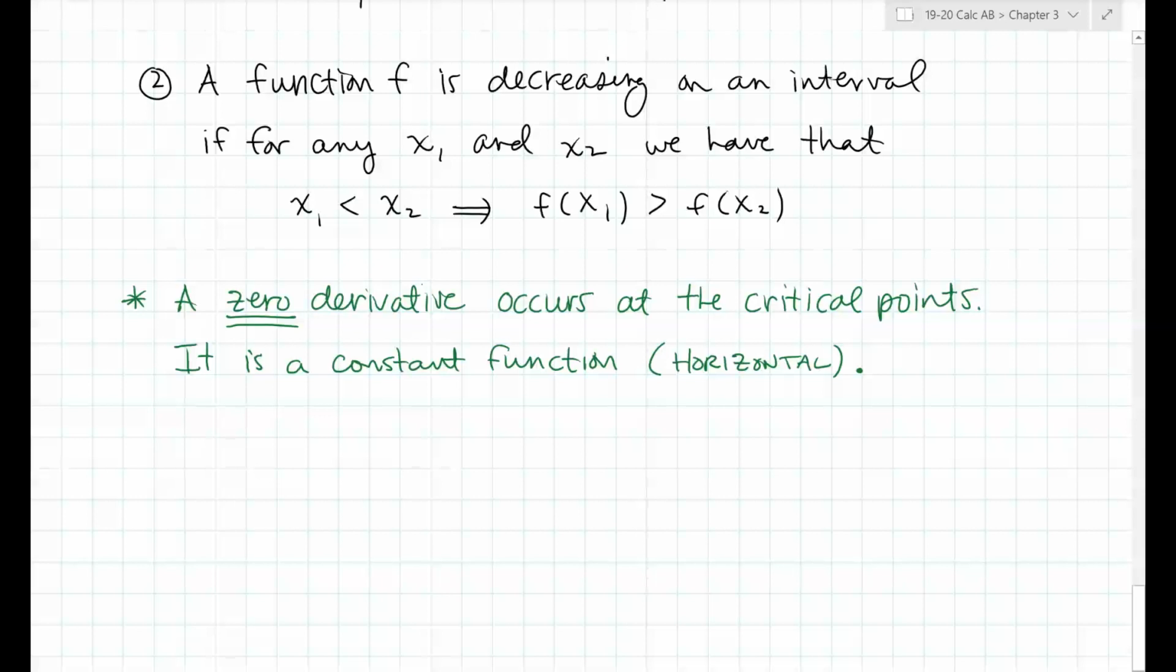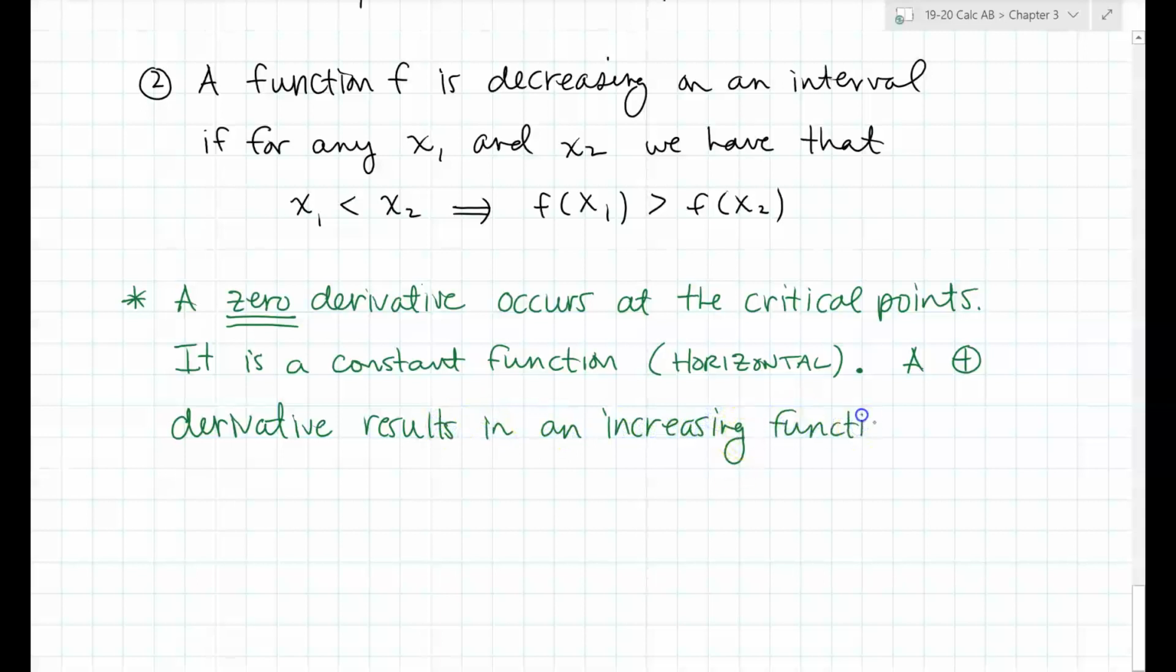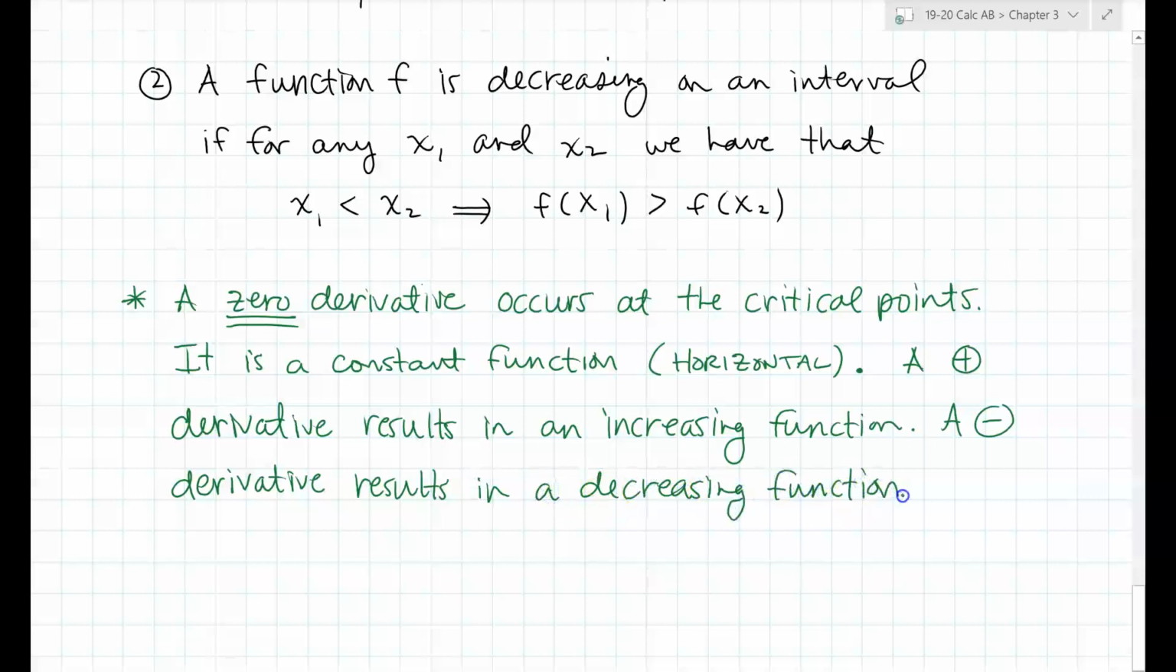They're going to be about stuff like this. Now, we also know a positive derivative results in an increasing function and a negative derivative results in a decreasing function. Again, this is all stuff that we've learned.